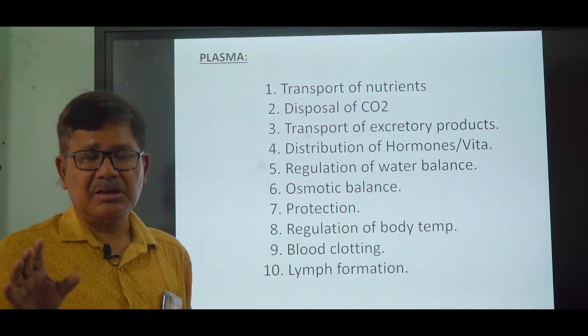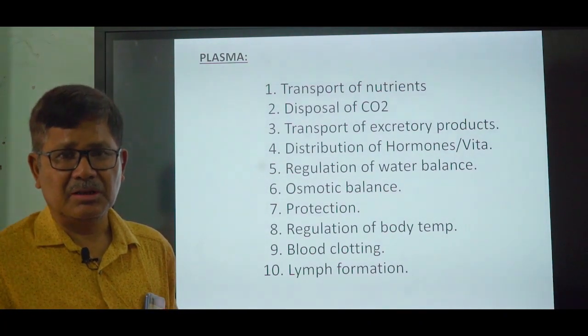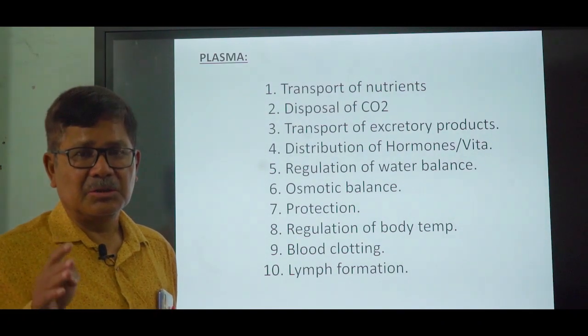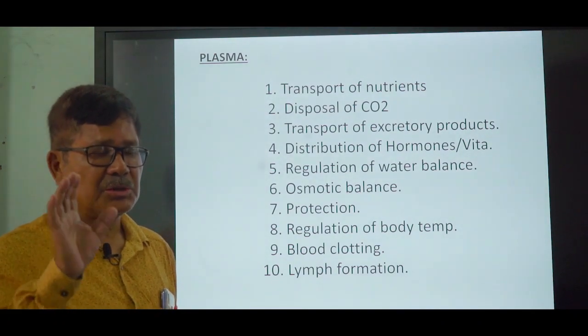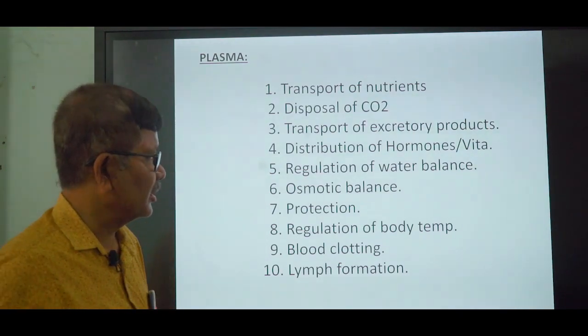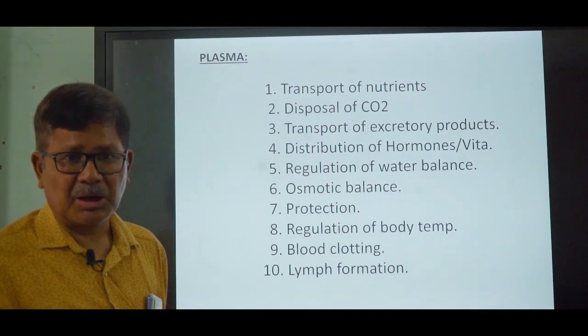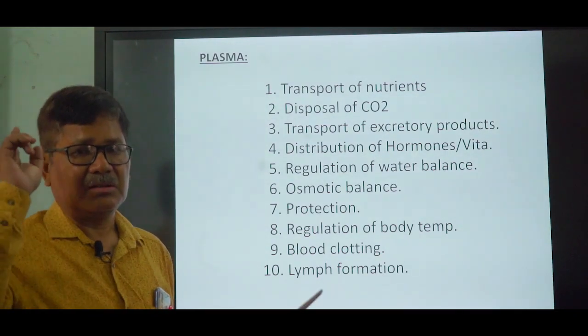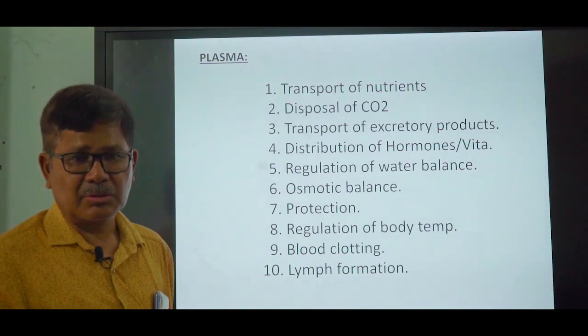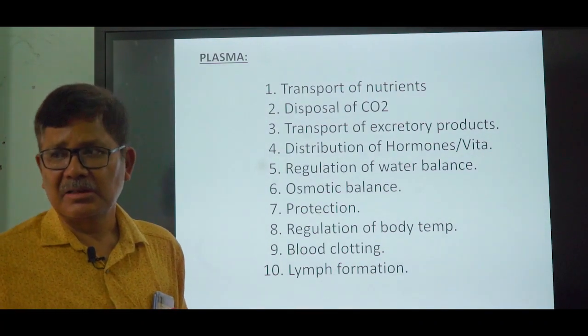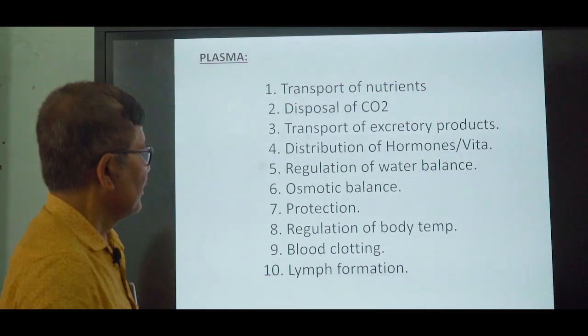And transport of excretory products. Excretory products are mainly the nitrogenous waste material, that is uric acid, creatinine, urea, etc. These waste materials must be expelled from the body, and this excretory product mixes with the plasma and goes to the kidney through blood circulation, is separated by the kidney and released as urine.